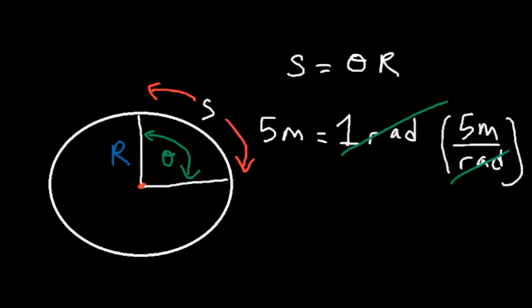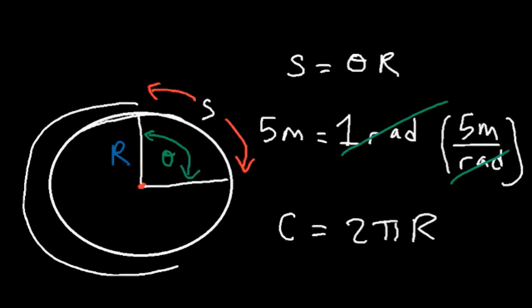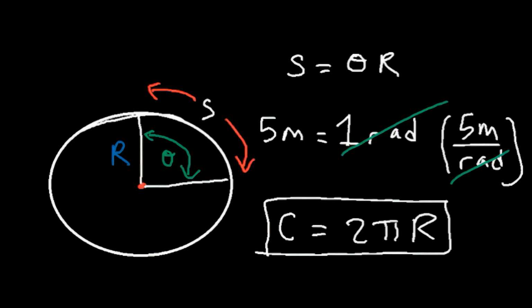Now let's say the angle was 2 pi radians. That would represent the entire circle. 2 pi radians is equal to 360 degrees. Notice that you get the equation for circumference. Circumference is the arc length of the entire circle. So that's where this equation comes from.